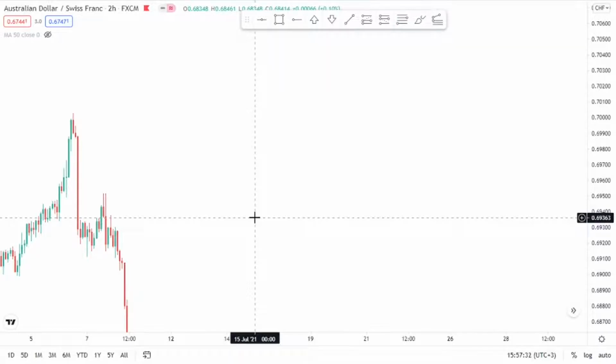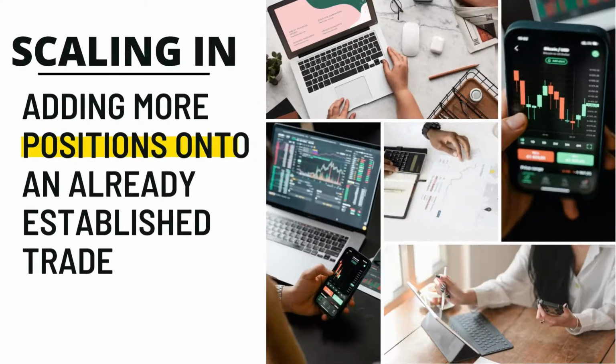So how to scale in for maximum profit potential. First and foremost, we need to know what scaling in means. Scaling in simply means adding more positions onto an already established trade. So what do I mean by that?